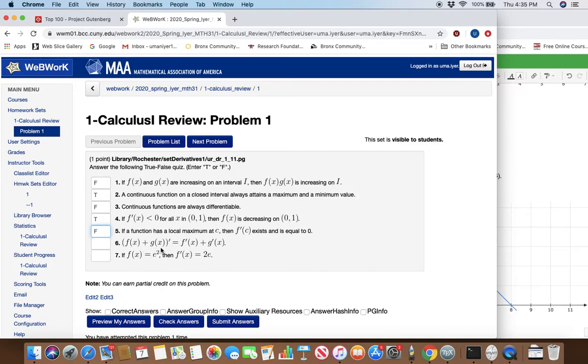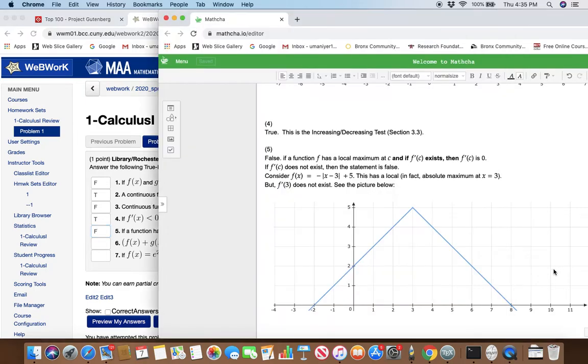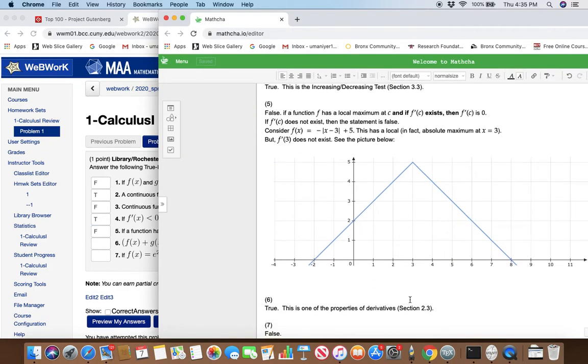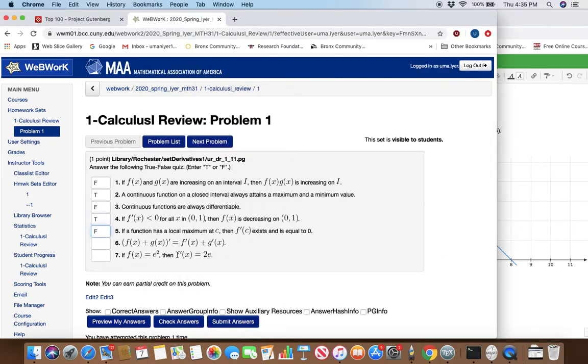The derivative of f plus g is the derivative of f plus the derivative of g. That is true. These are derivative properties. Okay. Review section 2.3 at this time. Look at your notes, or you see, this is the time to review properties of derivatives.